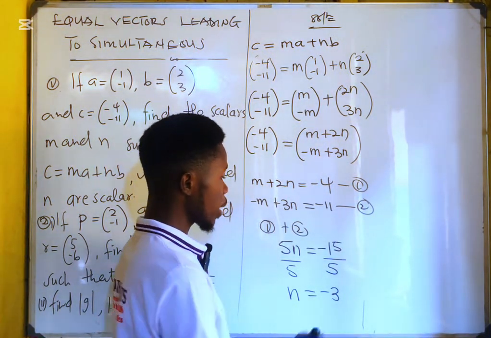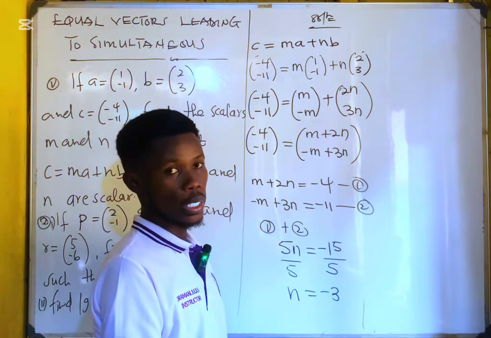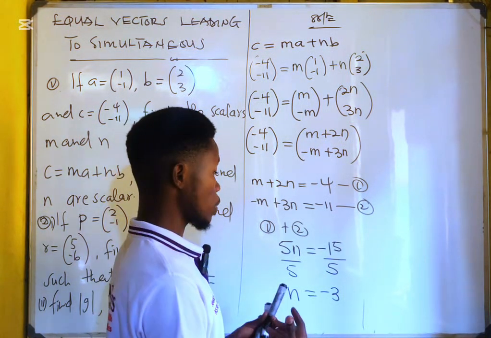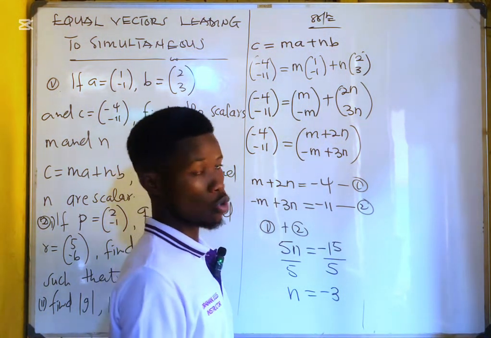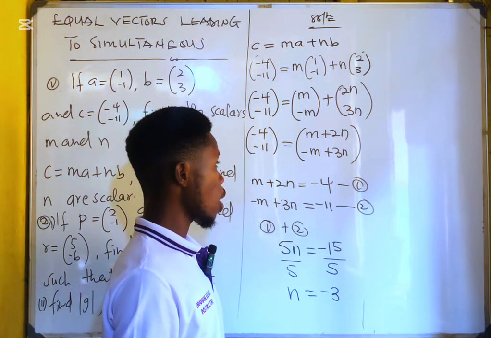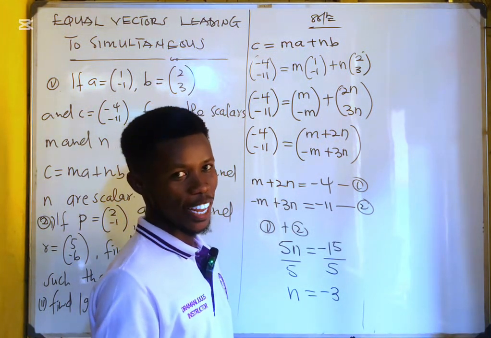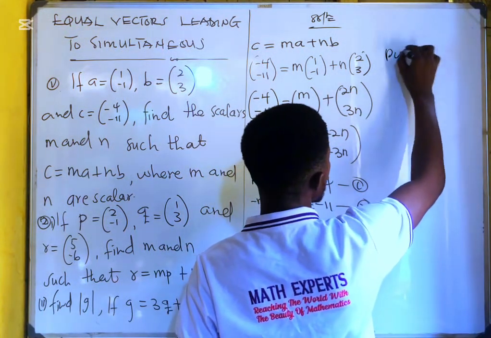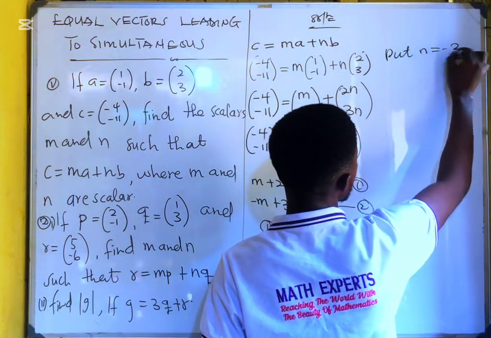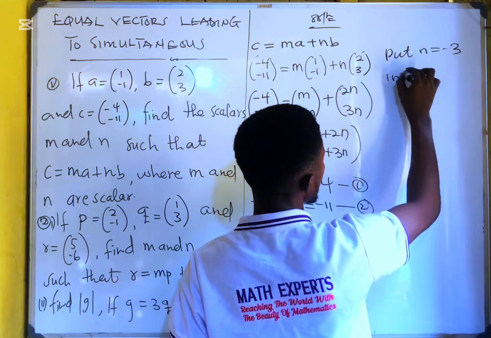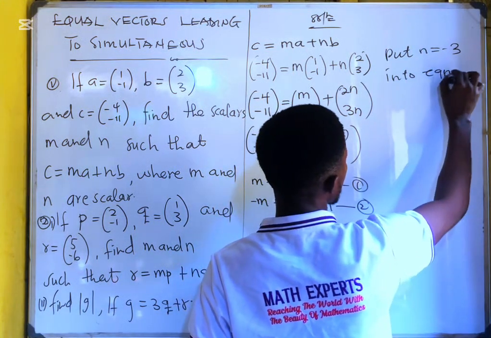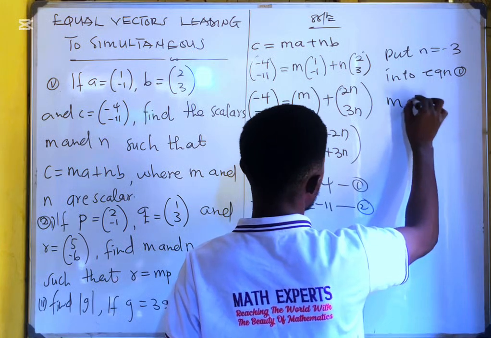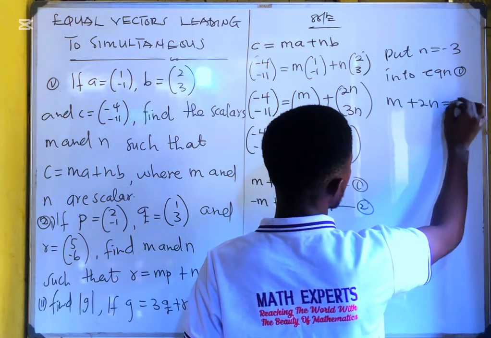This is n. When you get this, you just visit equation 1 and equation 2. Any one that you feel you want to substitute n equals negative 3 into, let's use equation 1. So what you do is put n equals negative 3 into equation 1. Where's our equation 1? Equation 1 is m plus 2n equals -4.